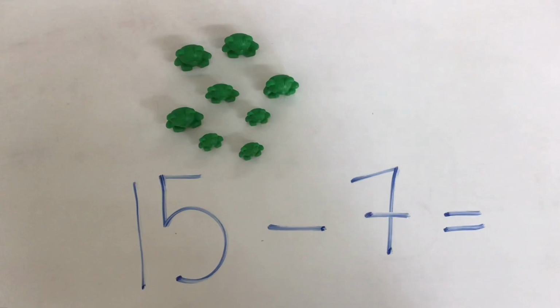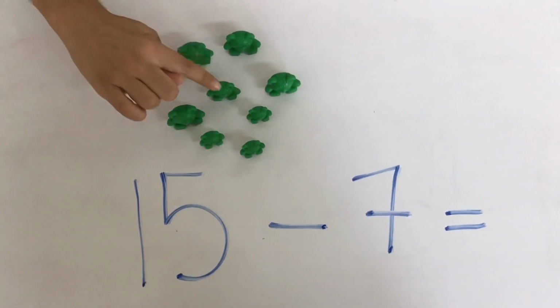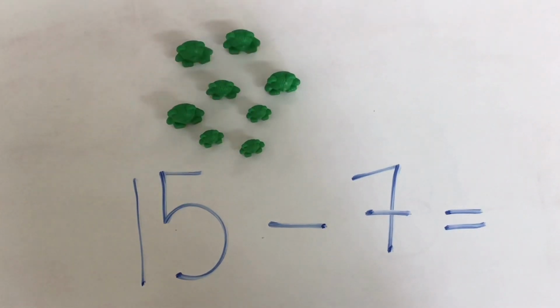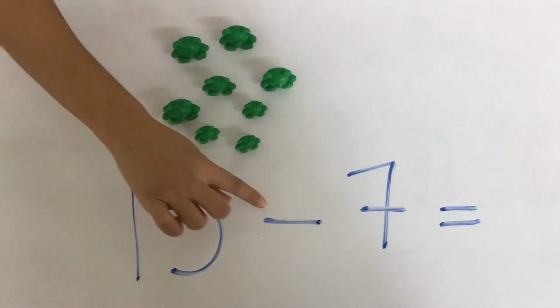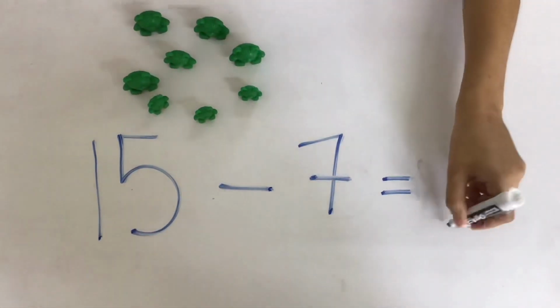1, 2, 3, 4, 5, 6, and 7. How many are left? Let's count. 1, 2, 3, 4, 5, 6, 7, 8. That means 15 minus 7 equals 8.